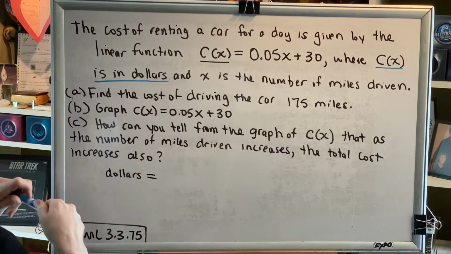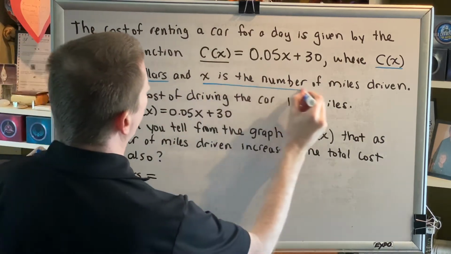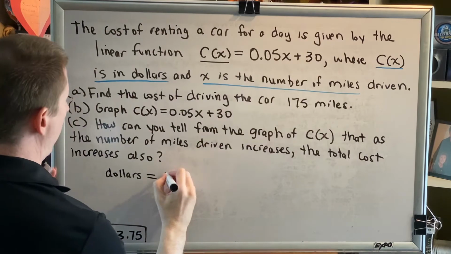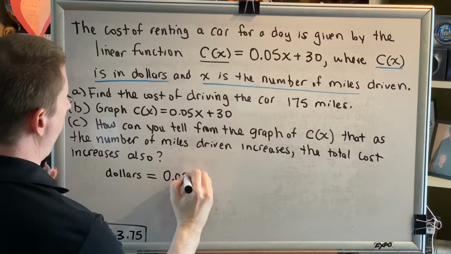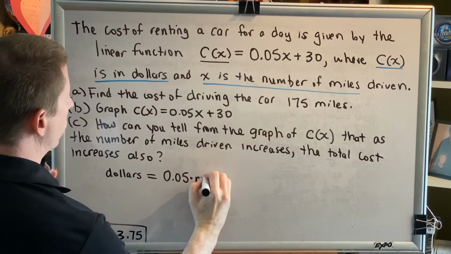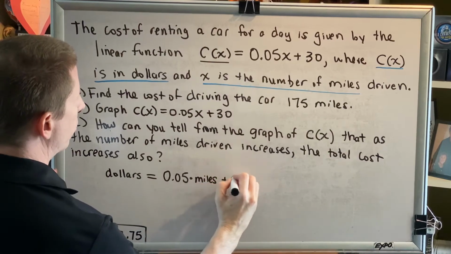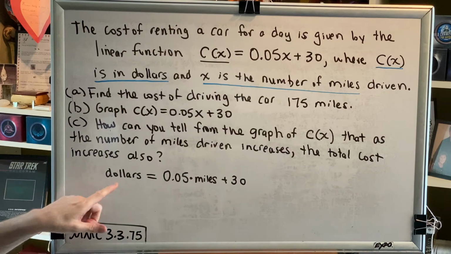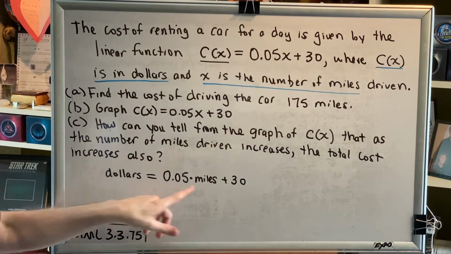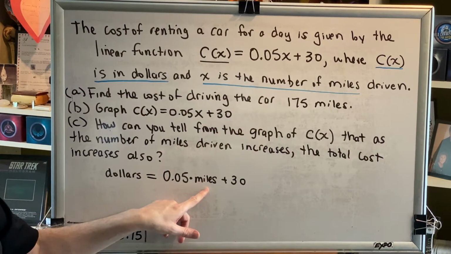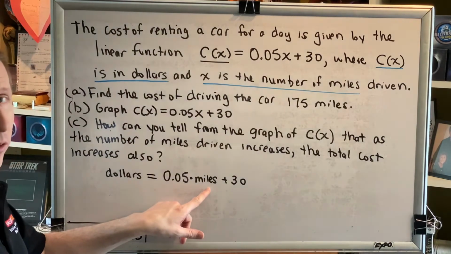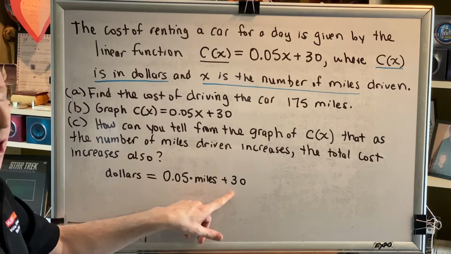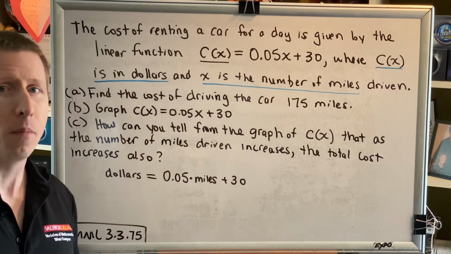The next thing we're told is that x is the number of miles. So anywhere we see x, we can put miles. 0.05 times miles plus 30. This makes clear to us that when we rent a car, the amount of dollars we have to pay depends on the number of miles we drive the car. You take the number of miles you're driving the car, multiply it by 0.05, and then add 30. That's the amount of money you owe.